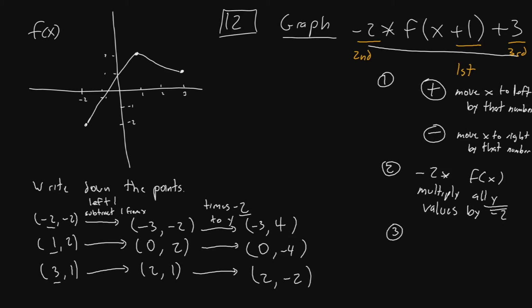Now for our third move. We have a plus 3 on the outside. So if you have plus 3 on the outside, that means we move up 3. Of course, up and down being y means we're going to move up 3 in the y. Minus would mean to move down 3. Now, let's go up 3 in the y, and let's do that to all the points.